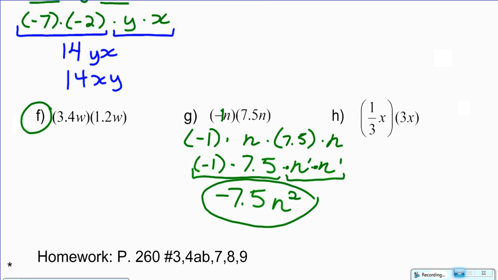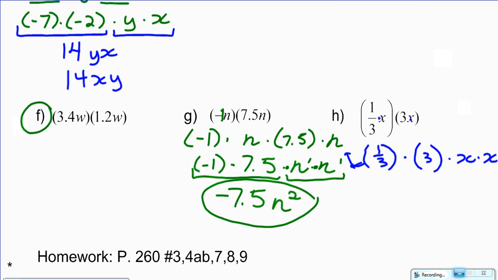Looking at h. So for h, we have 1/3 x times 3x. So 1/3 times x times 3 times x. So 1/3 times 3 times x times x. So I skipped out that second step, okay? Or sorry, the first step. I went straight to the second step. I didn't reorder them right away. If you're starting to become more efficient in work, you can start cutting out a few of these little steps. But I would like you still grouping your coefficients and your variables together.